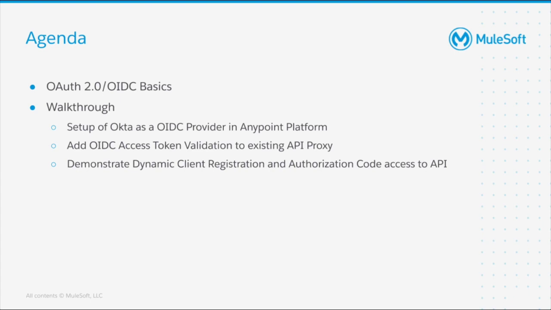Okay, so first thing that we're going to cover are some basics around OAuth and OpenID dynamic client registration. Then we'll get into an actual walkthrough where we set up Okta as an OIDC provider and configure it in the Anypoint platform. We'll add OIDC access token validation to an existing API proxy, and then demonstrate how dynamic client registration works so that when a client application is created in the Anypoint platform, it is also created inside of Okta. Then we'll demonstrate how authorization code grant types work when controlling access to an API.